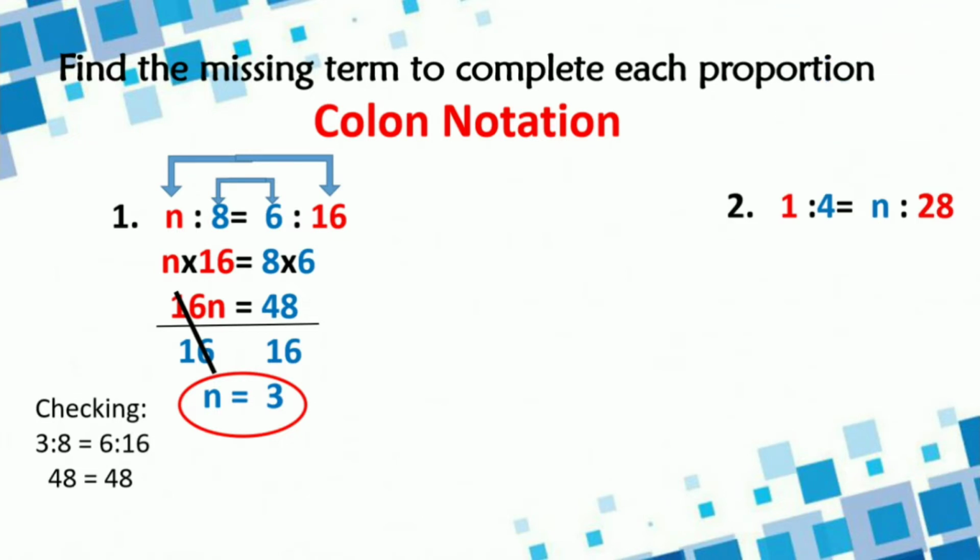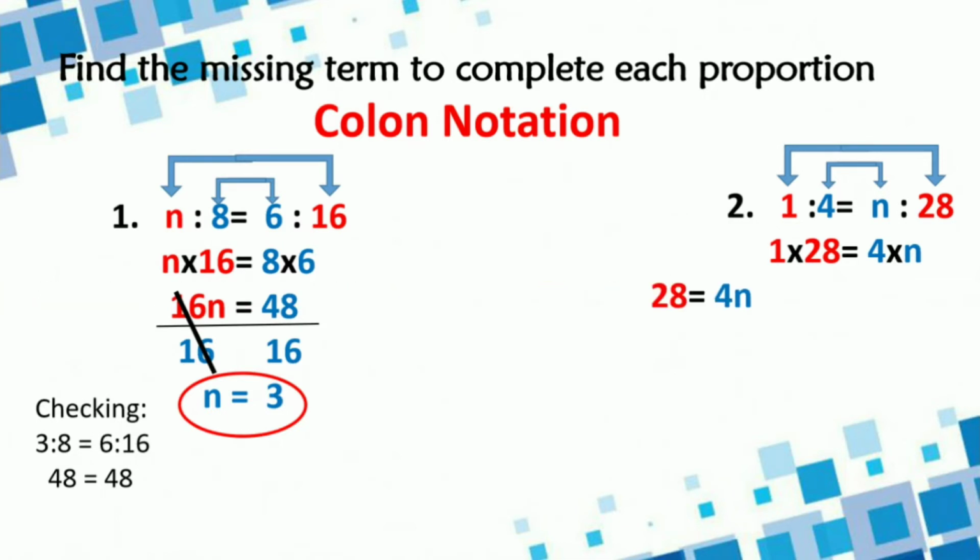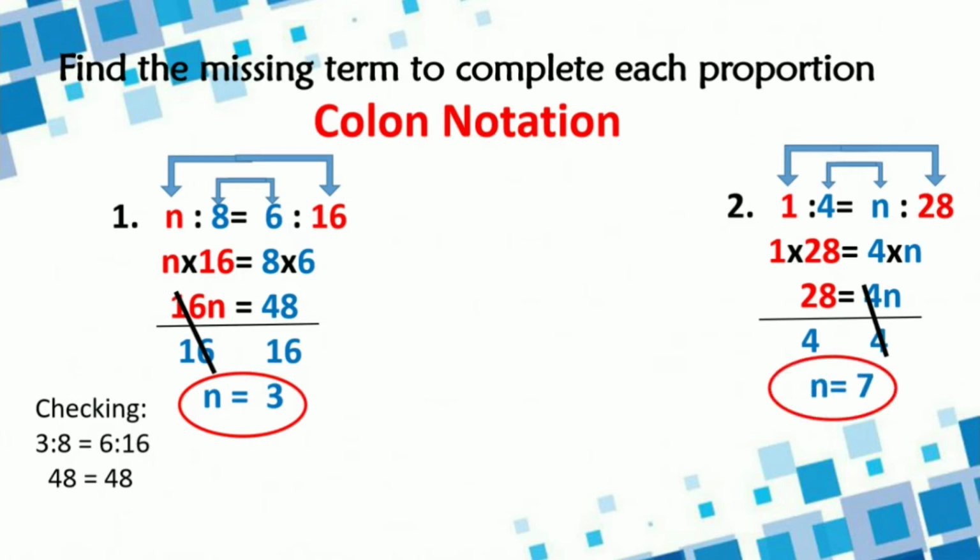We have here 1 is to 4 is equal to n is to 28. Okay, so same process. So, i-multiply natin both yung extreme and yung kanilang mean. So, 28 times 1 is equal to 4 times n. So, we have 28 is equal to 4n. Para ma-isolate natin yung variable na n, kailangan mawala yung coefficient niya na 4. So, ang gagawin natin is divide both side by 4. So, 28 divided by 4 is 7.